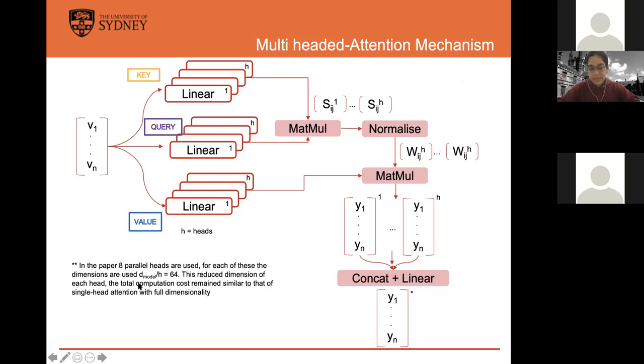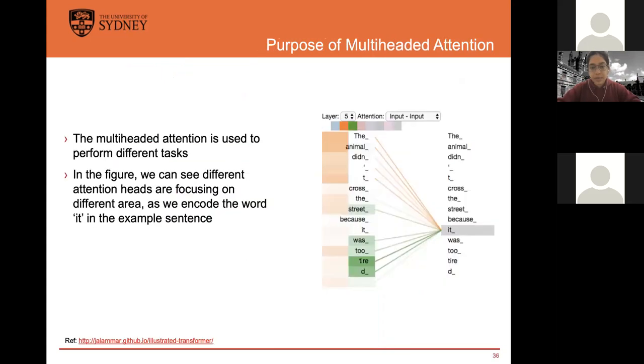So that's why they have reduced the size of the queries, keys, and value vectors to 64 dimensions. As I was saying, the purpose of multi-head attention was to get more perspective on any vector in hand, so it performs different tasks. This is an example. Here, only 2 heads are shown.